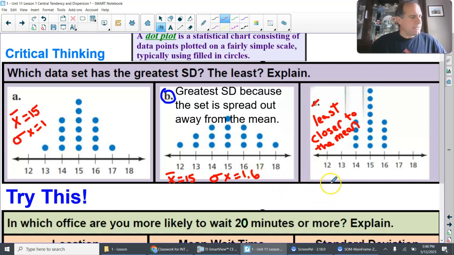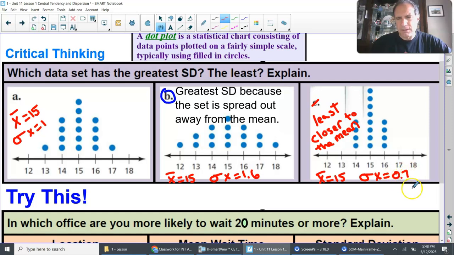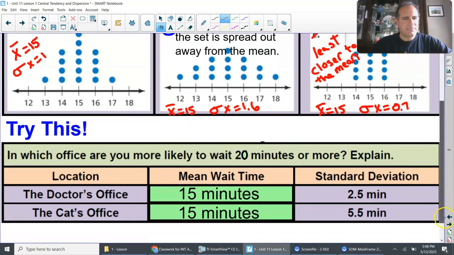This one here, if you put this directly into the calculator, again, the mean is 15, and the standard deviation would be equal to 0.7. This one is the closest to the mean, so it's the least. This is the greatest because it's further away, it's spread away from that mean.